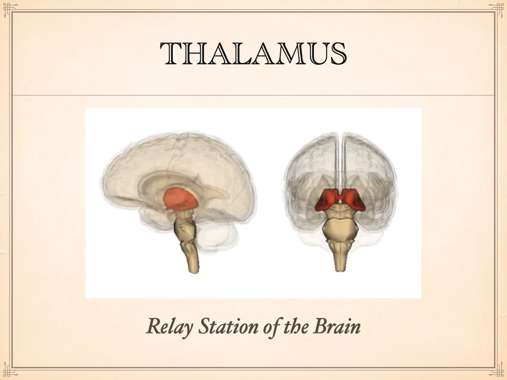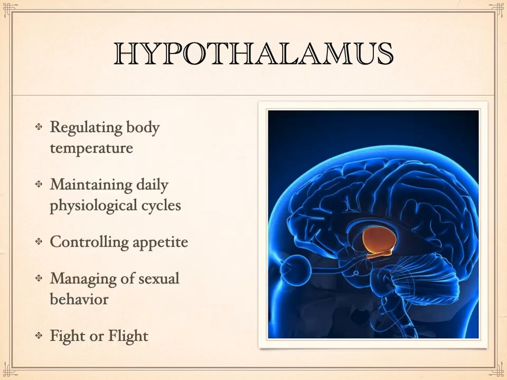Just below the thalamus, it's actually a smaller part of the brain, but it has a ton of jobs and a longer name. So this is the hypothalamus. Longer name, smaller part, but a lot more jobs that the hypothalamus is going to do.